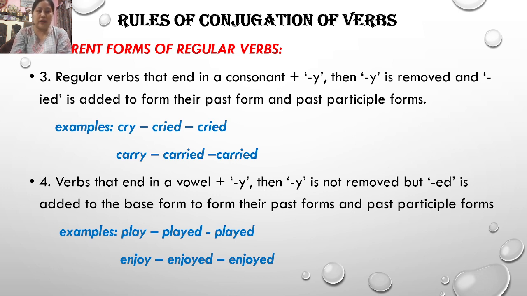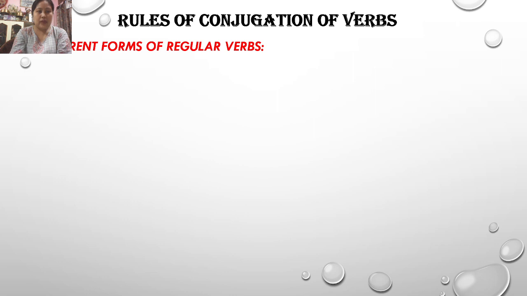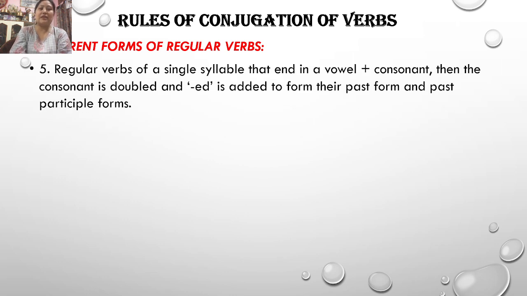So we move on to the next regular verb. This regular verb has a single syllable that ends in a vowel plus consonant. Then the consonant is doubled and ed is added to form the past form and the past participle form. So let us see the examples. Things will be clear to you.